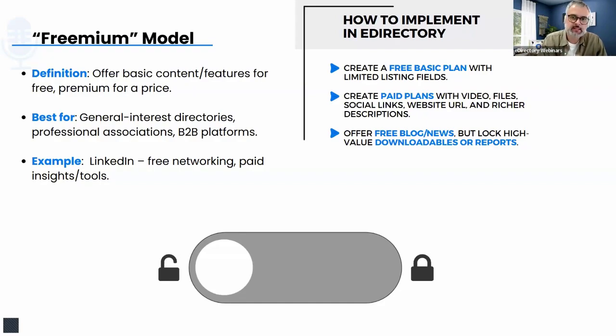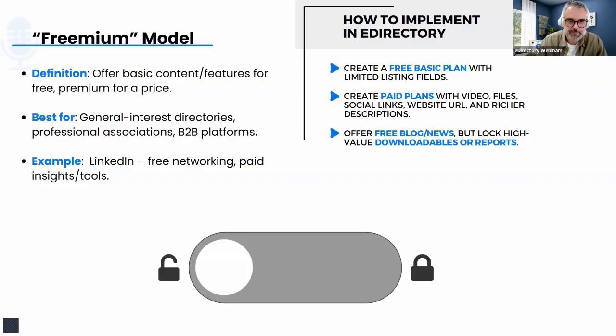And how to implement it in eDirectory. So you can create a free basic plan with limited listing fields. By limiting listing fields, we mean, for example, instead of having two descriptions, like a summary and a big description, you can limit to one of the two. You can limit the image gallery.